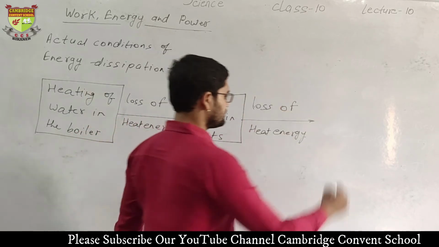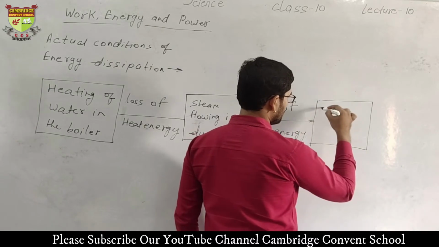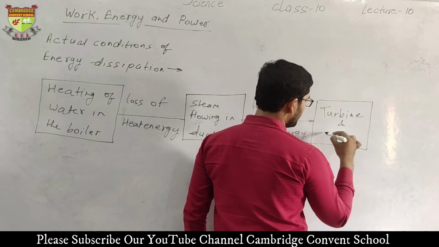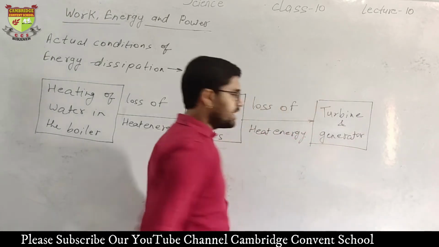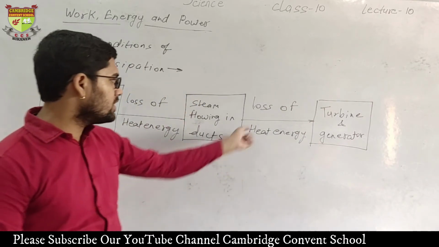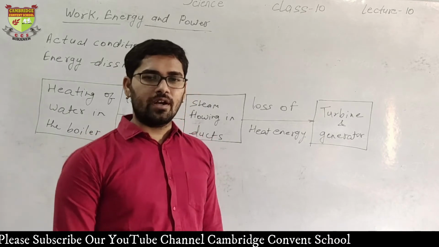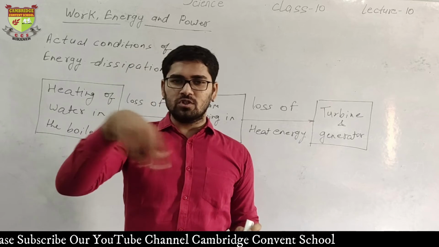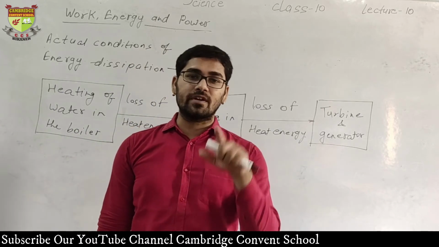To the turbine. Turbine and generator. Right? The steam goes to turbine, it rotates turbine, then generator gets rotated. And you must know that where there are mechanical parts, some parts that do motion, there is always some friction. Lots of energy is wasted in friction also.